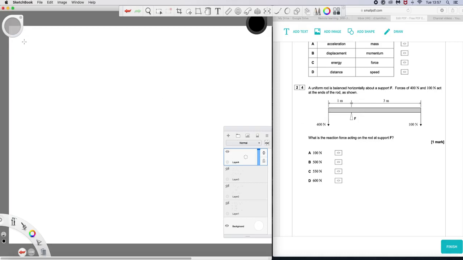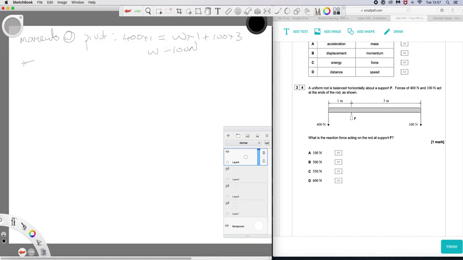So if we take moments about the pivot, we've got 400 times 1, and that equals the weight times 1 meter away plus 100 times 3. So the weight then is 100 newtons.